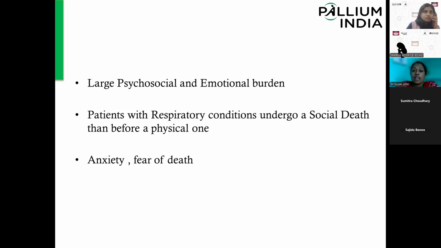And there is a large psychosocial and emotional burden. Because of this emotional burden, and also because they are treating the disease for the long term, it will cause psychosocial issues or financial issues. Patients with respiratory conditions often undergo a social death before a physical one. So this is very, very important. You have to address these real issues for the patients, and anxiety and fear as well. With each aggravation of symptoms, each time of active symptoms, the patient has increased anxiety and fear of death. So these are also real issues they are facing.